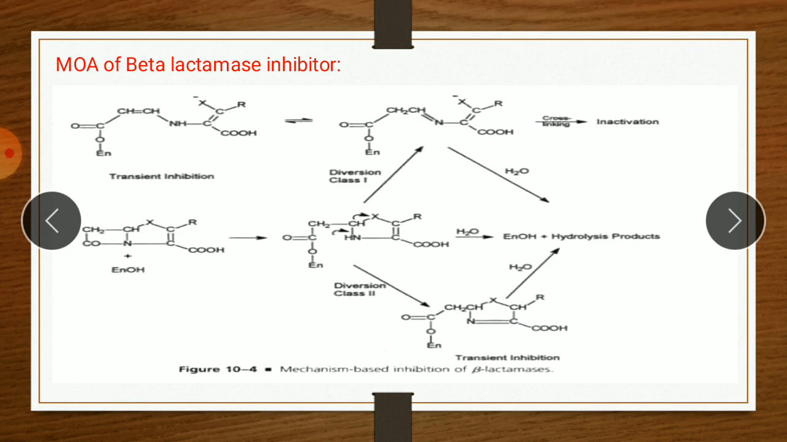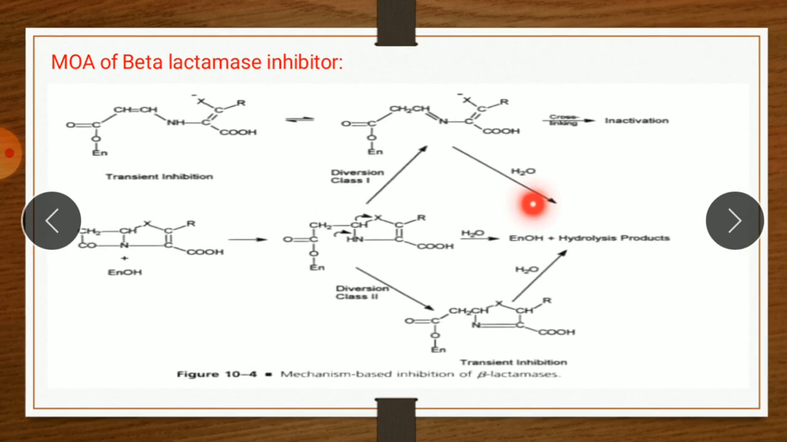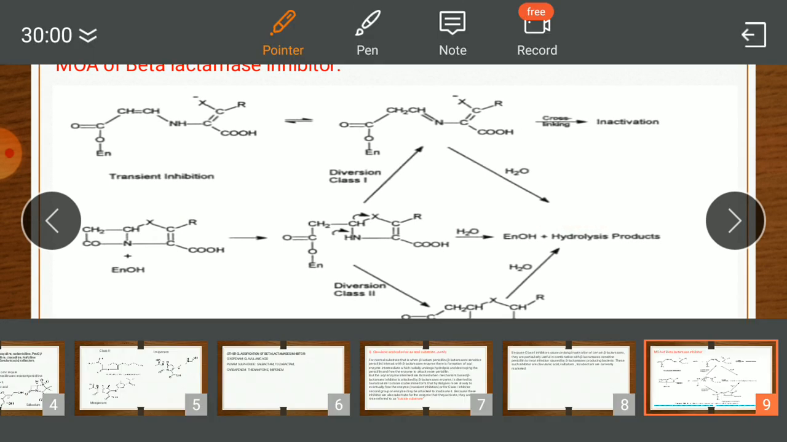After the attack, hydrolysis takes place again. A water molecule is added here and this bond is broken. The enzyme is separated again and there is a hydrolytic product. So the beta-lactamase sensitive penicillin attacked by the beta-lactamase enzyme of bacteria easily hydrolyzes in very little time. This straight reaction is for the beta-lactamase sensitive penicillin.